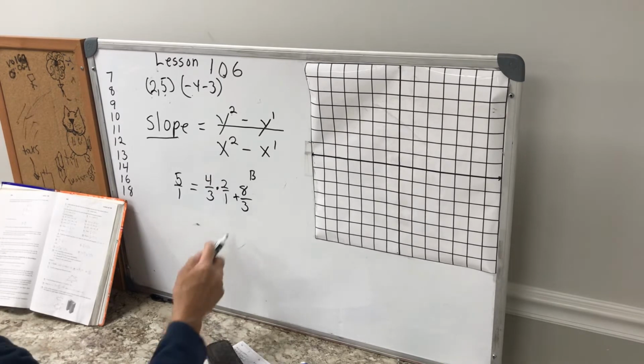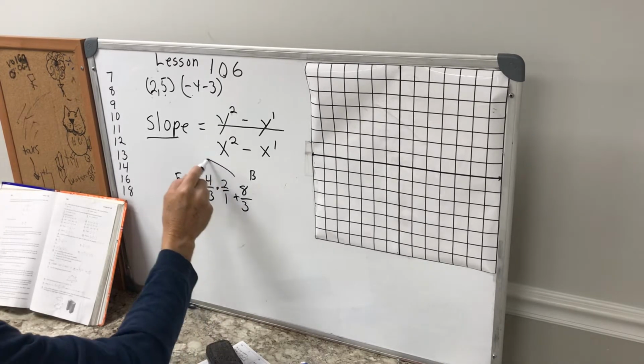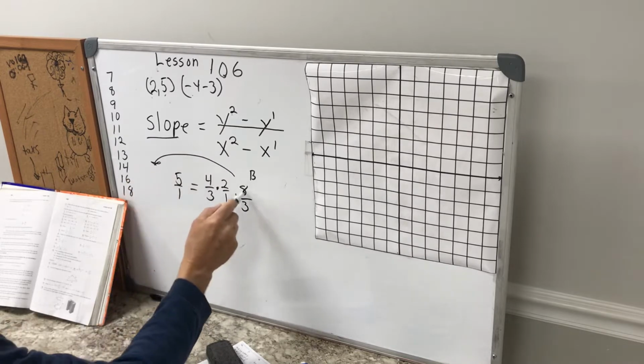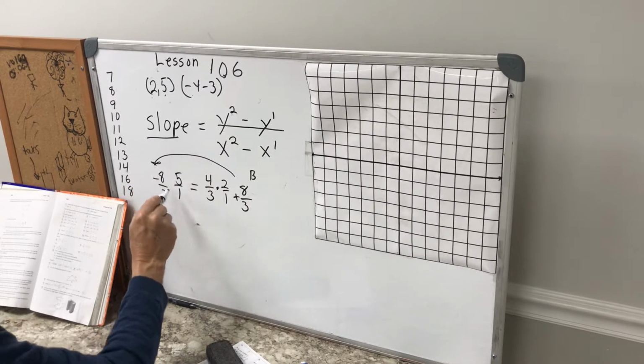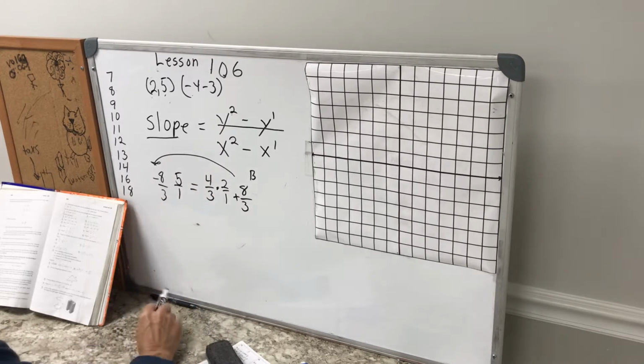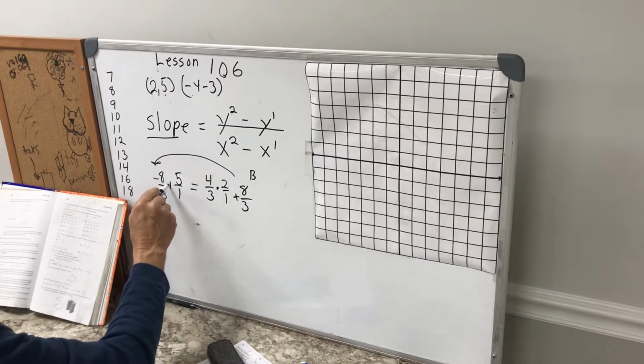That's a positive. Now we're going to move this back over to this side over here, and as it crosses, it's going to become a negative 8 over 3. Are you with me on that? I moved it to this side. We add these two together.